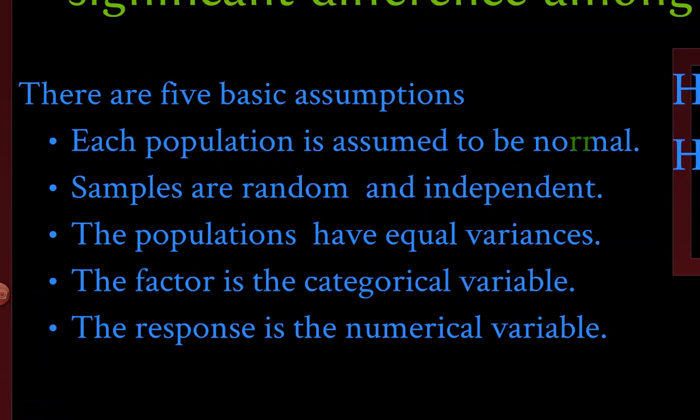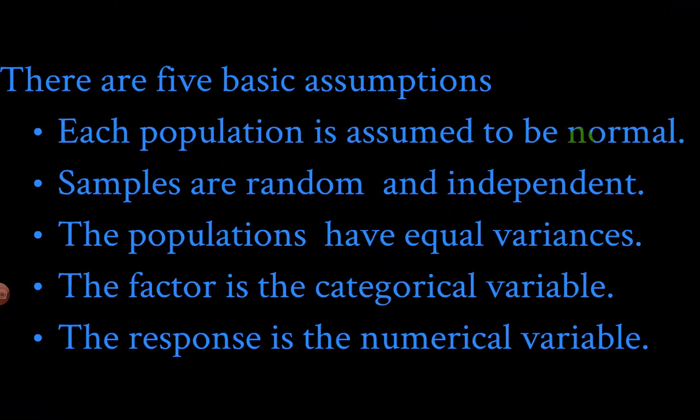And there's 5 assumptions: that they're all normal, the samples are random and independent, the populations have equal variances, the factor is categorical, and the responses are numerical. So if we have yeses and nos, we have to turn those into numbers because we need to be able to average stuff.